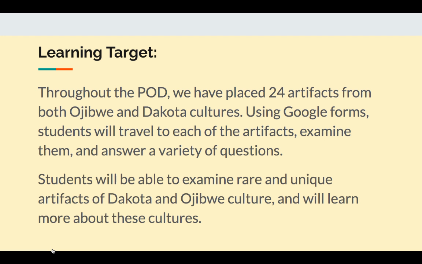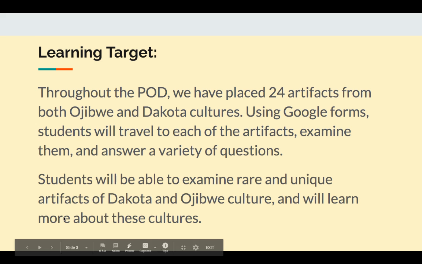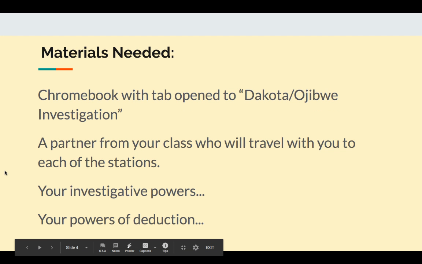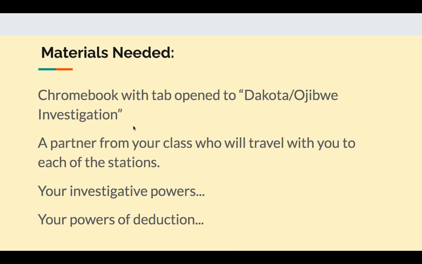Now, I must warn you, they're not original. They're not thousands of years old, but they are indeed very expensive, so we need to be very, very careful with them. So what you're going to need for this is really just one thing: a Chromebook with your tab open to the Dakota Ojibwe investigation. That will be under social studies.